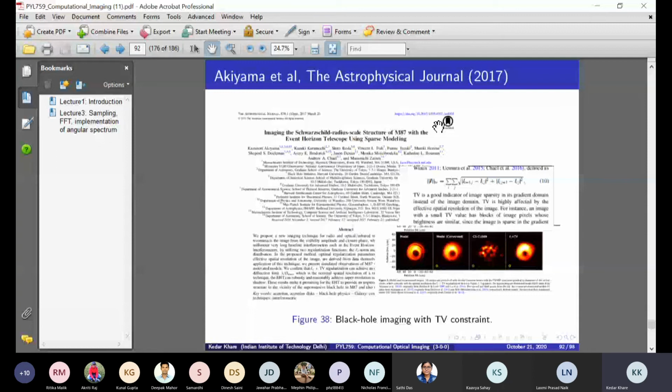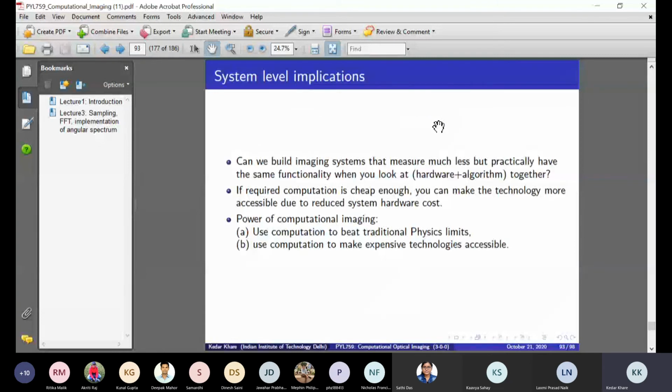Okay, so this is a very, very important message I want to give you, that it's not just that the computation or numerical processing is allowing you to just simulate something, but the whole working of the system itself depends on computation. The existence of this device itself depends on your ability to compute these things. Otherwise, this device will not be possible in the first place. Okay, so I want to give a bigger message here, that there are system level implications for what we are learning here. So the first thing is, can we build imaging systems that measure much less, but practically have the same function as you look at hardware plus algorithm together?